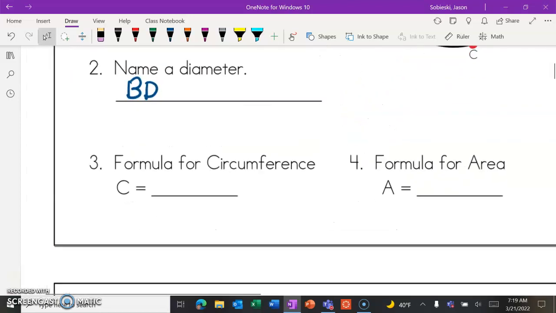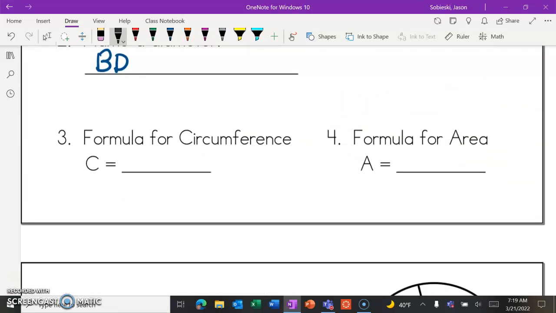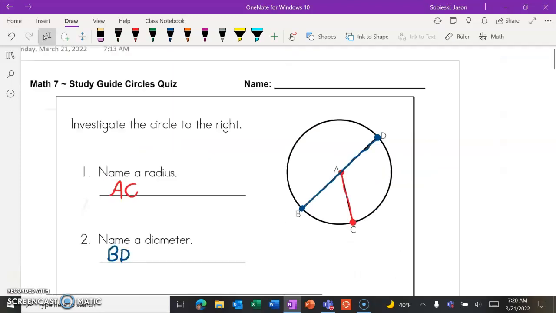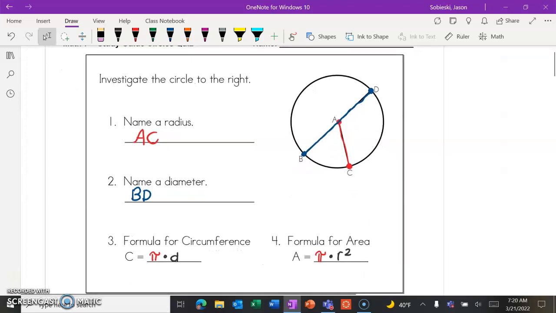Okay, and then of course for the rest of our study guide here, we're going to need to use the same two formulas. Circumference is equal to pi times the diameter of the circle, and then area is equal to pi times the square of the radius, like radius squared. So of course, those are your two formulas that we've been using, so you can look back to those for reference for the rest of your study guide.